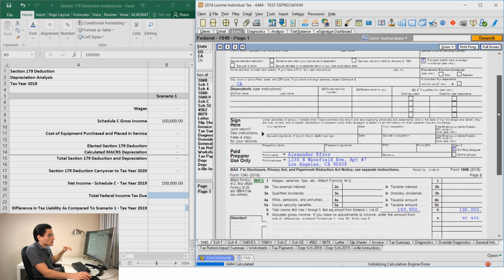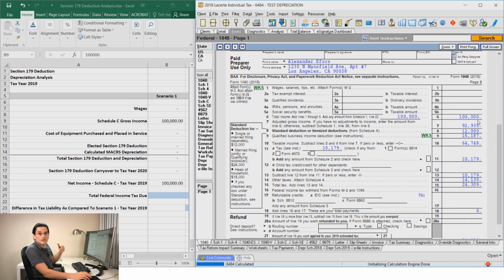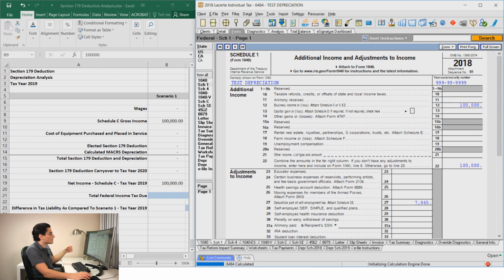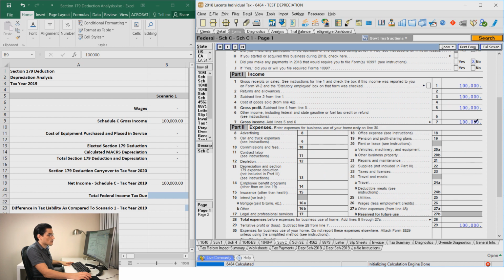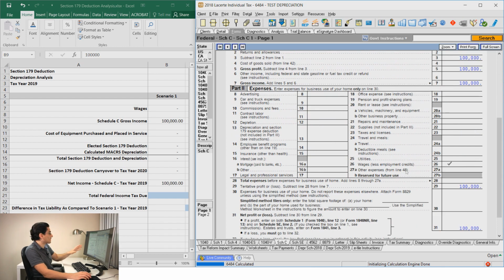Now, looking at the tax return, we see that there's $100,000 in total income. That's all coming from Schedule 1, which shows it's all coming from Schedule C. Let's take a look at that for a quick second. And we see that there's gross receipts of $100,000, nothing else going on because, again, we're not placing any assets in service, no Section 179, what have you.